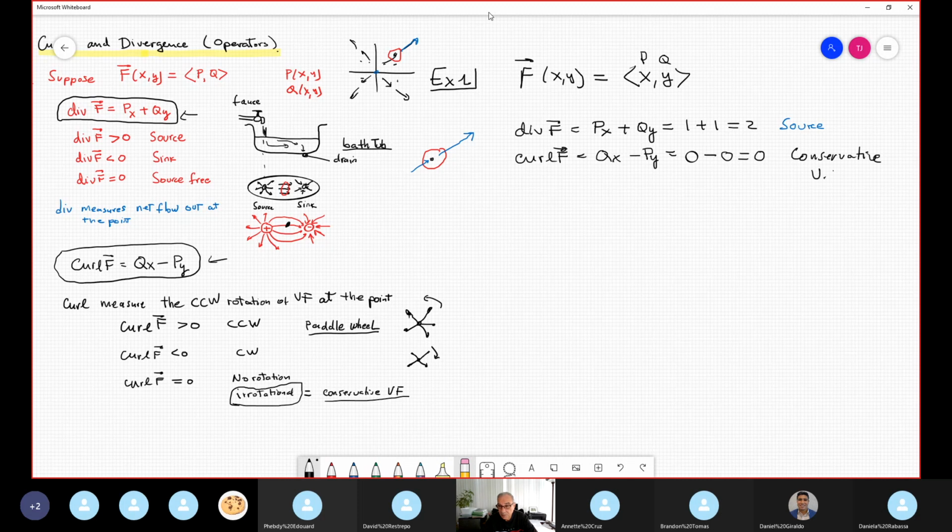Vector field. This is a fantastic way everyone in the world determines if one vector field is conservative or not. Compute the curl. If the answer is 0, it's conservative. So, if it's conservative, it's obvious that the potential function exists.